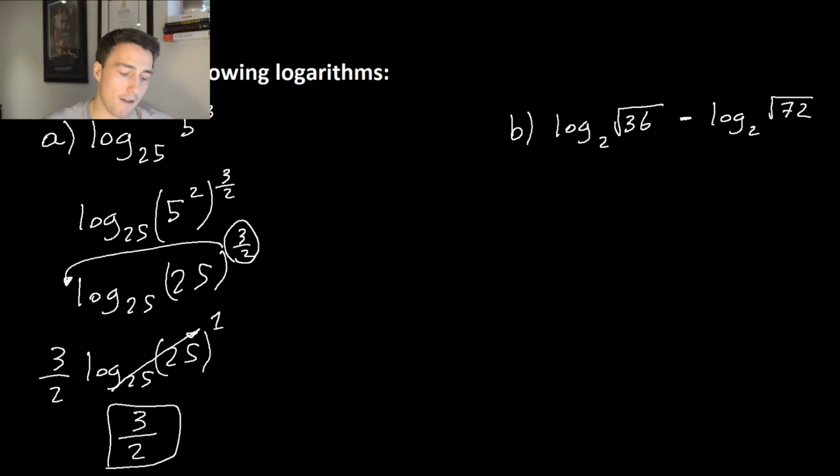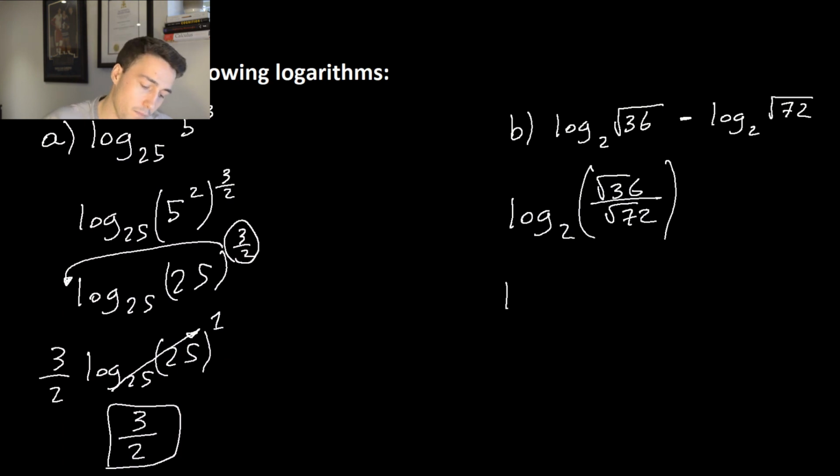For part B, we have log base 2 of root 36 minus log base 2 of root 72. So here, we have something with the same base, and it's being subtracted. So this is going to be the quotient law. So what I can do here is say log base 2, and I can write 36 divided by root 72. Now at this point, since they're both square rooted, I can put that to an exponent. So I can say 36 over 72, and then raise all of that to 1/2.